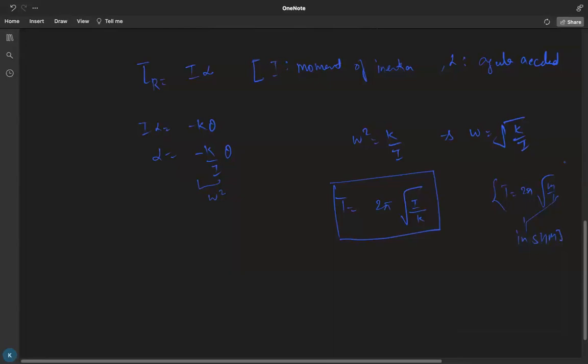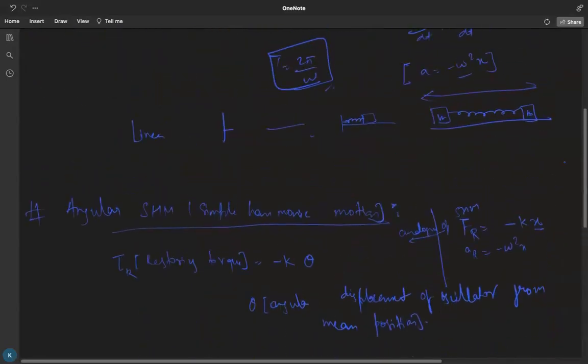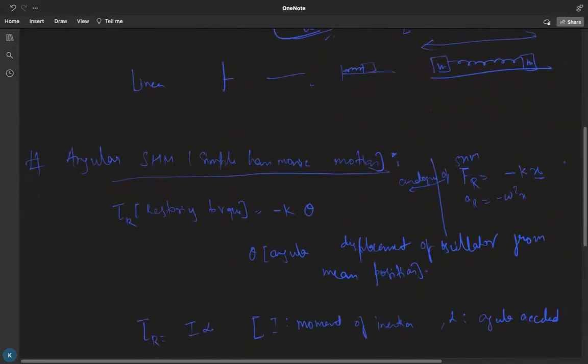Let me recall once. All the systems we saw until now move in one plane. Now we have to deal with a system like the simple pendulum.